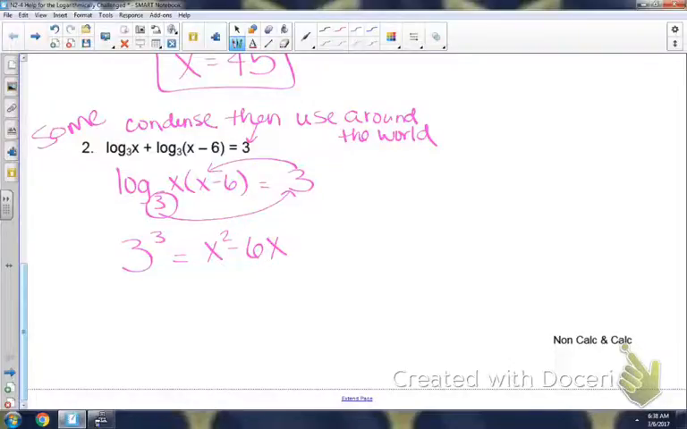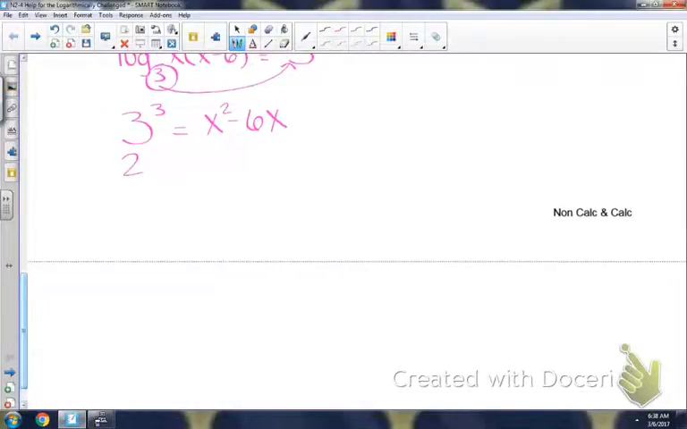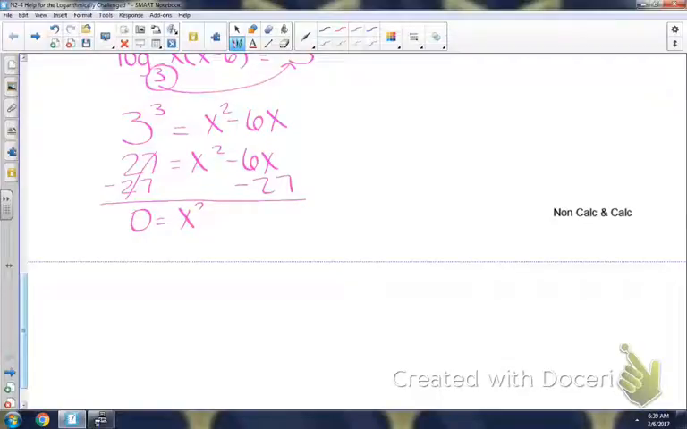So 3 cubed we get 27 equals x squared minus 6x. Notice now we have a quadratic equation. To solve it, I'm going to set it equal to 0 and I'm going to factor it. I'm going to subtract 27 because notice my x squared term is positive and that's what I want. So 0 equals x squared minus 6x minus 27. We have 3 terms. The sum is -6, product is -27. So that would be -9 and 3.